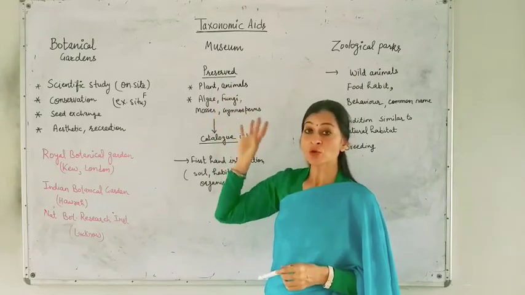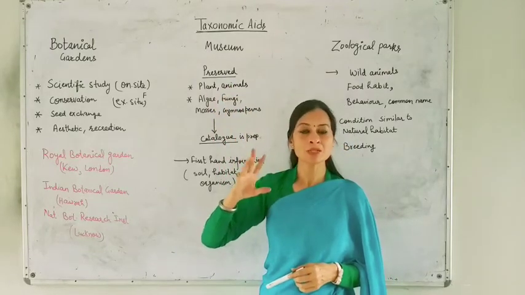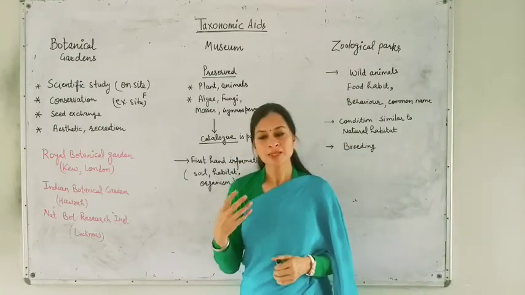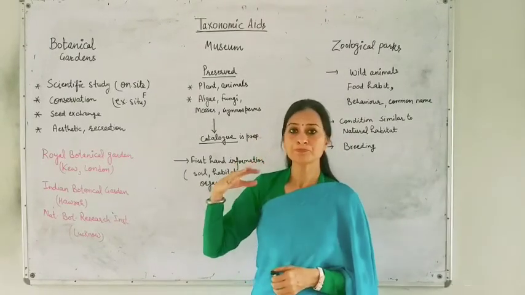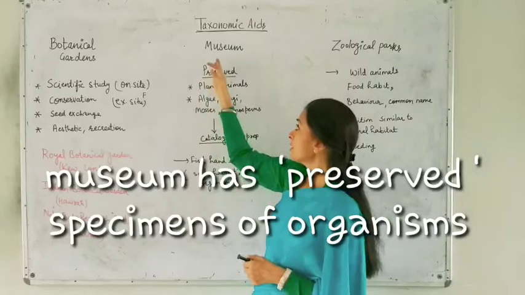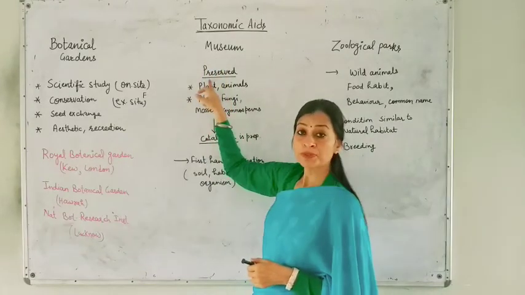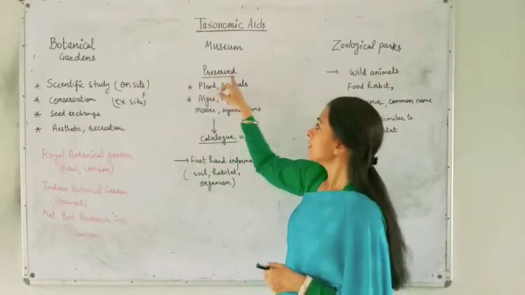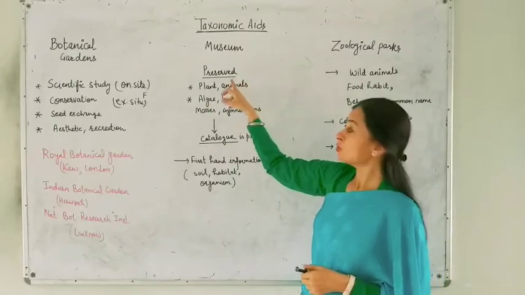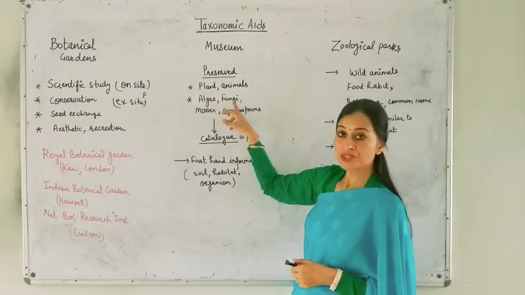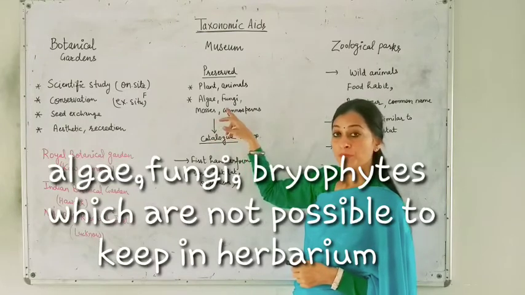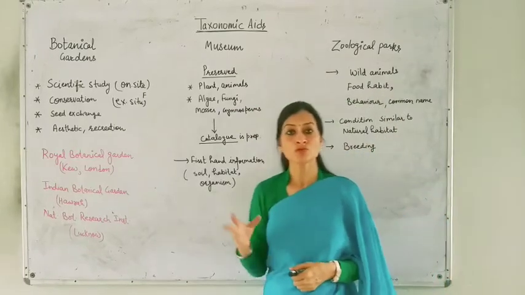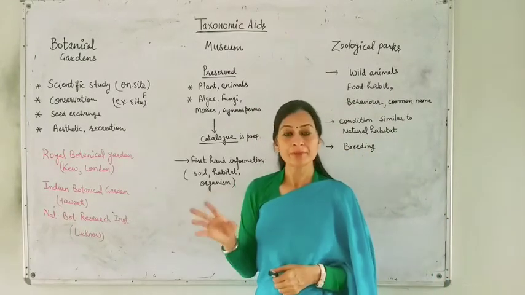They are actually a collection of dead plant or animal specimens. The specimens can be either parts or the full body. These plant or animal specimens are dried or preserved in chemicals so that they can be kept for a longer duration. And these museums collect the algae, fungi, mosses, pteridophytes and parts of the gymnosperms, which can't be kept in a herbarium.